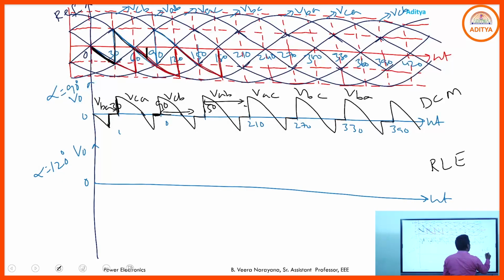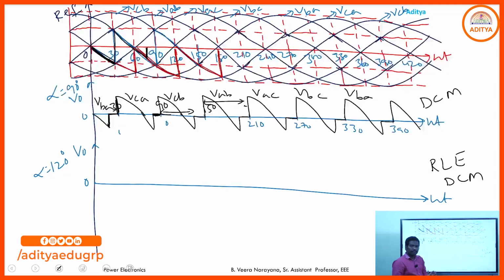And if you go with the RLE load in continuous conduction mode, the same output voltage waveforms are observed like RL load under continuous conduction mode. Even though you go with the RLE load under continuous conduction mode, there is no difference between RL load and the RLE loads. If you go through the discontinuous conduction mode, then where the output voltage is 0, back EMF is coming to the picture.